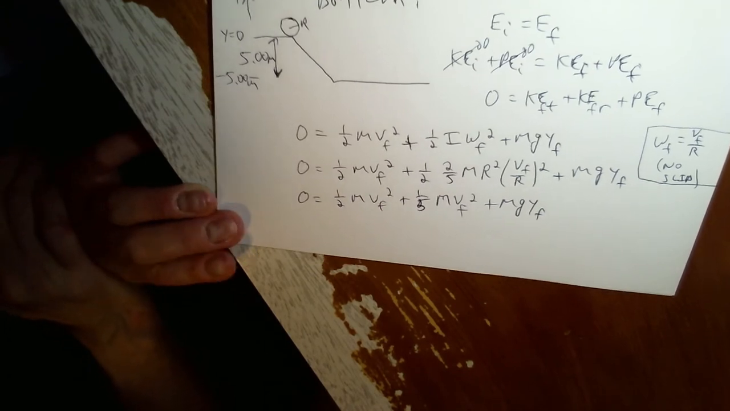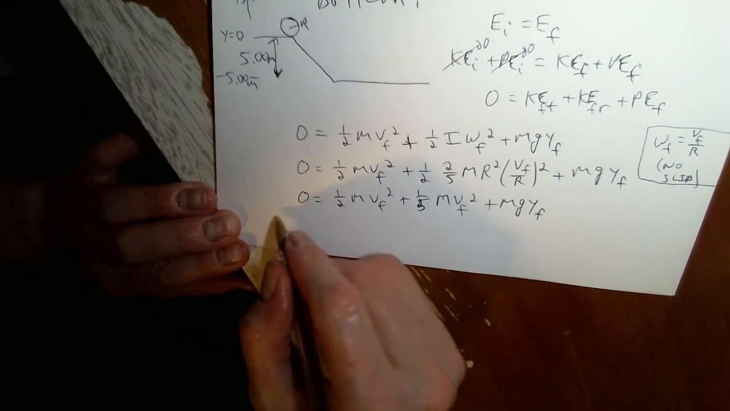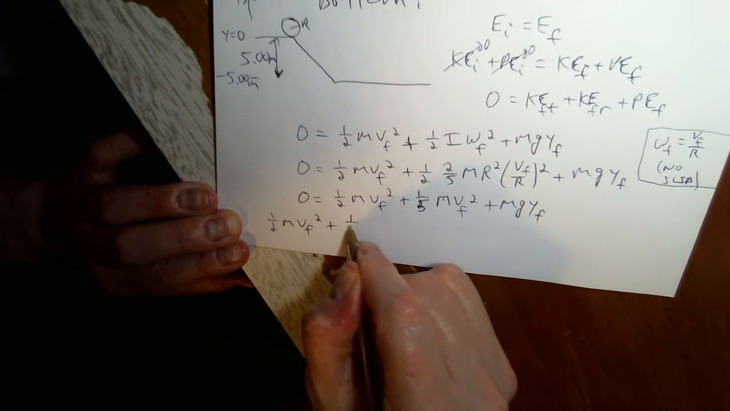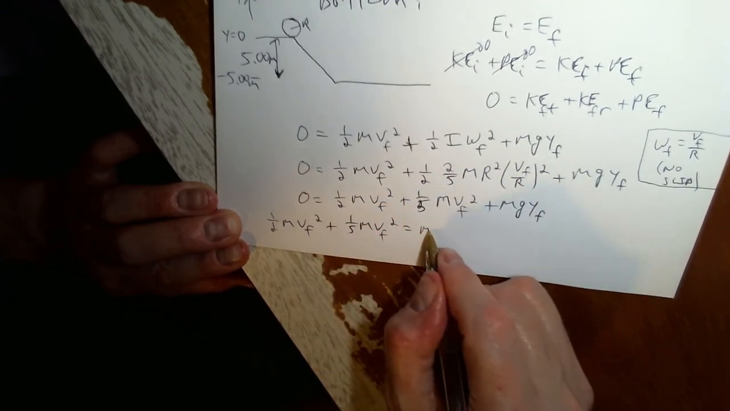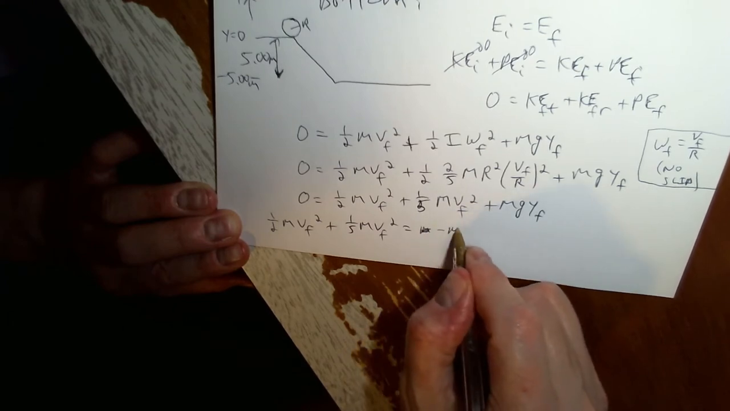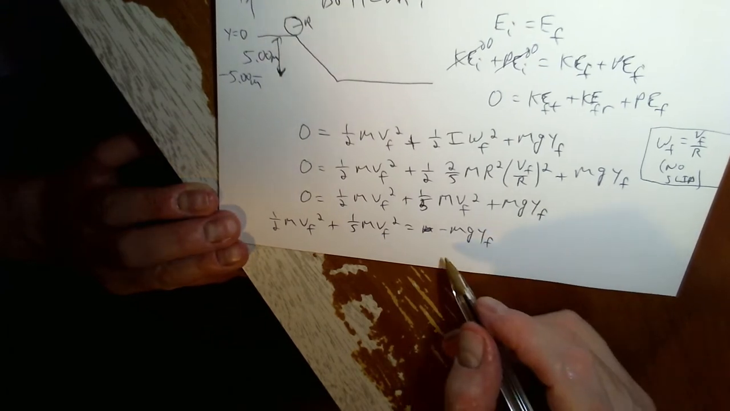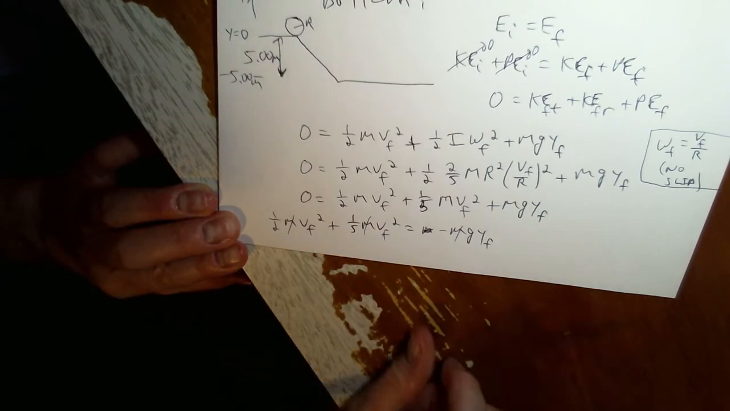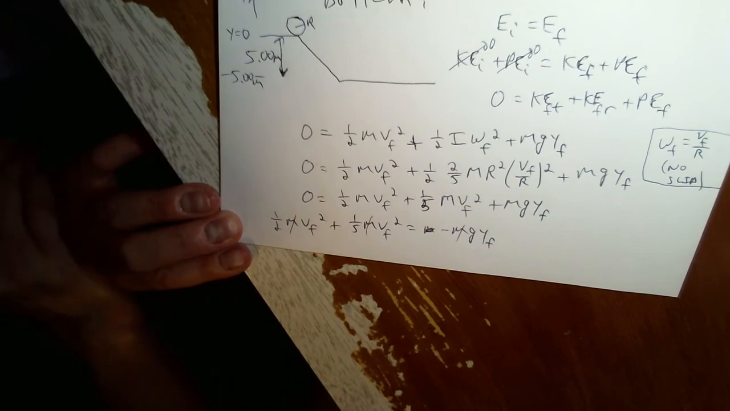And I want to solve for v final squared, so I'll bring the m g y final to the other side, and I get 1/2 m v final squared plus 1/5 m v final squared is equal to minus m g y final, because I subtracted m g y final from both sides. I can divide through by m, so I can get rid of all the masses, because m is in each term. Remember, in the last problem, we had two different masses. That's why we couldn't cancel the masses from the terms. All right.